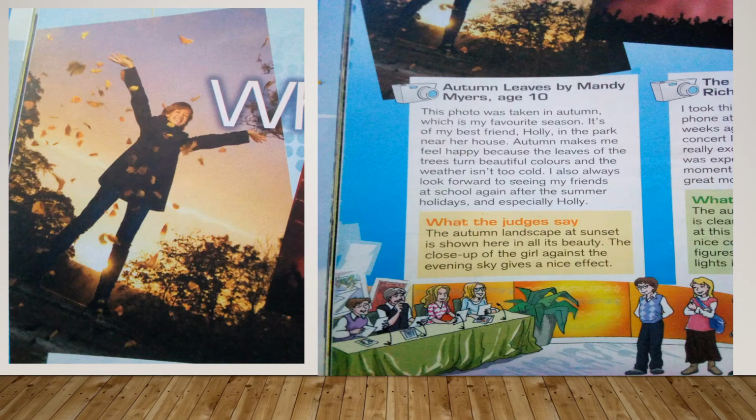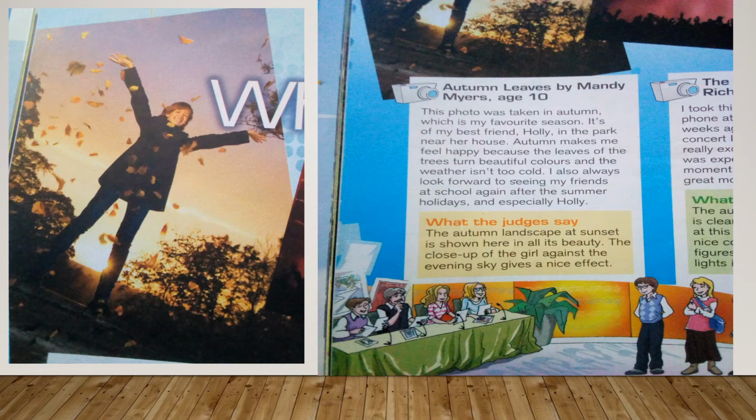What the judges say. The autumn landscape at sunset is shown here in all its beauty. The close-up of the girl against the evening sky gives a nice effect. So in Mandy's photo we can see that it was taken in autumn because of the fallen leaves, and it's a photo of Mandy's best friend Holly. Why do you think Mandy chose this photo of autumn leaves to submit in the National Photography Competition?